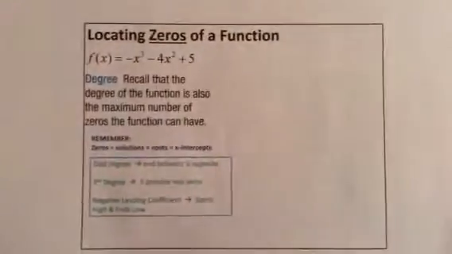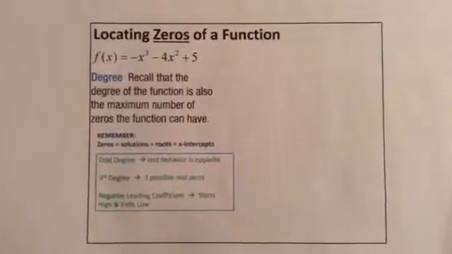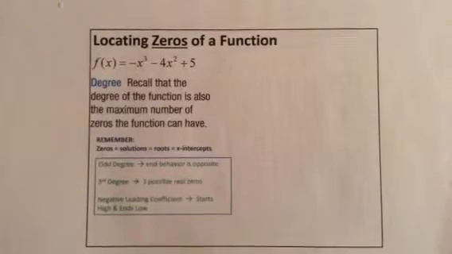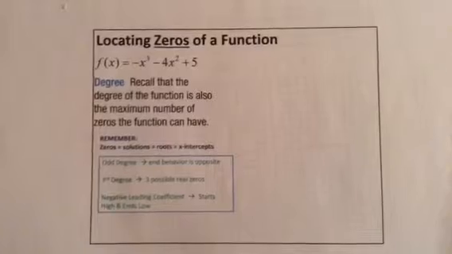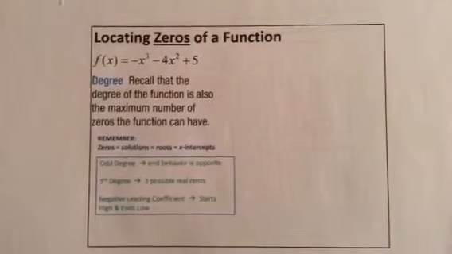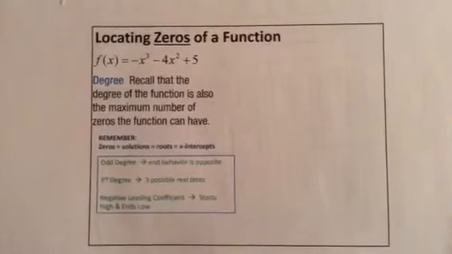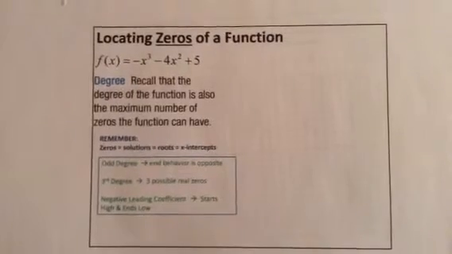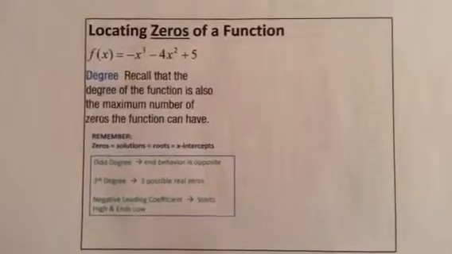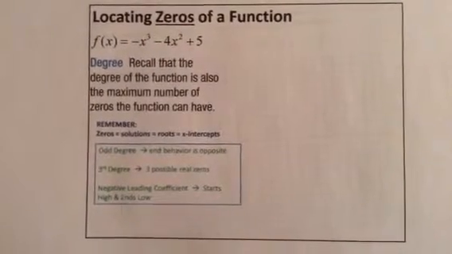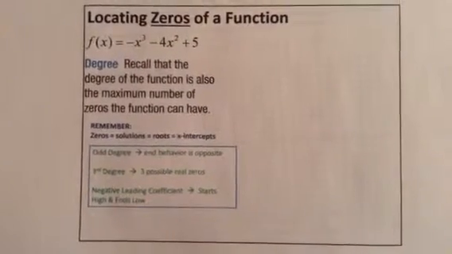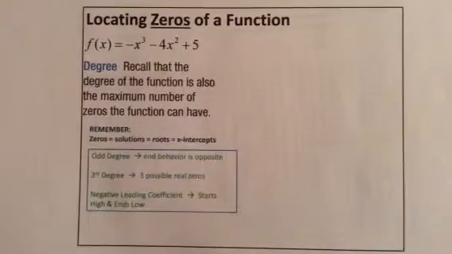Alright, so here we are. Locating zeros of a function. Our function is negative x cubed minus 4x squared plus x plus 5. So I want you to recall a few things. One, your degree. Recall that the degree of the function is also the max number of zeros it can have. And then also remember that zeros are the same thing as solutions, roots, x-intercepts, answers. So a couple of things for this function, just reminders.